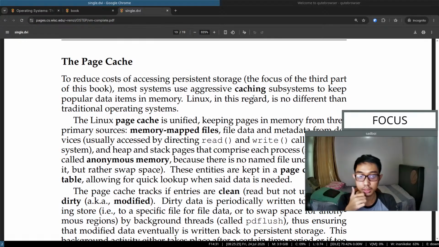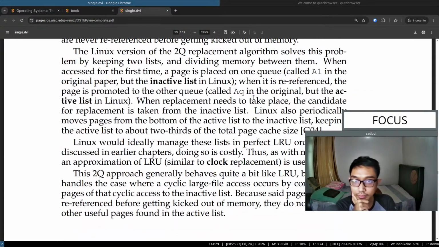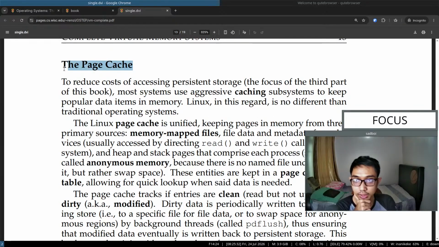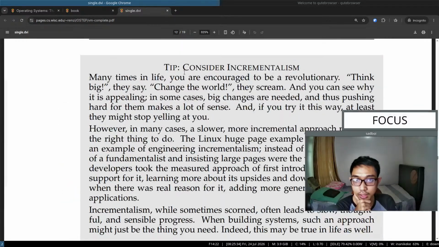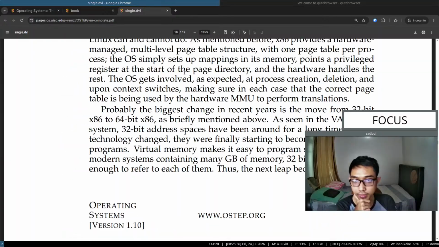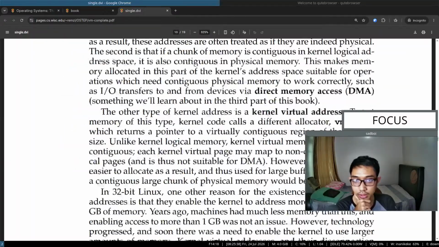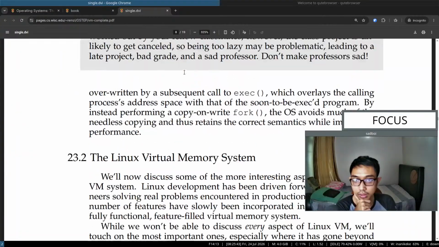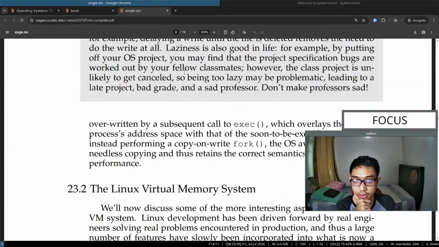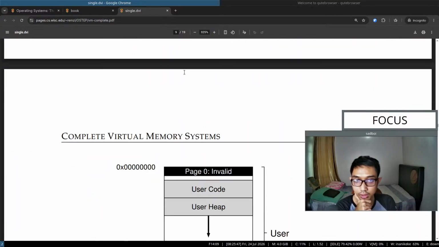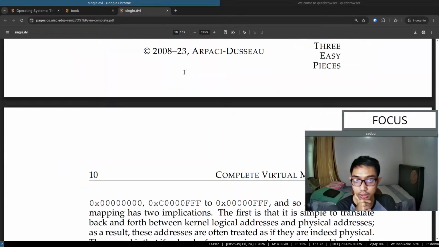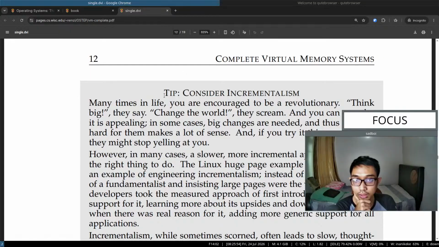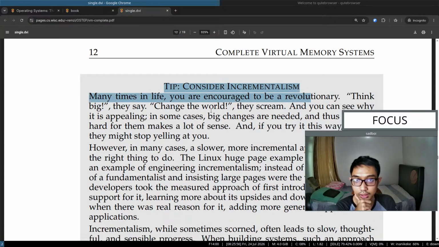Okay, there is page cache. Wait, before continuing to the page cache here, let me read the tip, I guess. Okay. Did I miss something? Not yet. Except for this one, I guess. Okay. Let's read the tip.